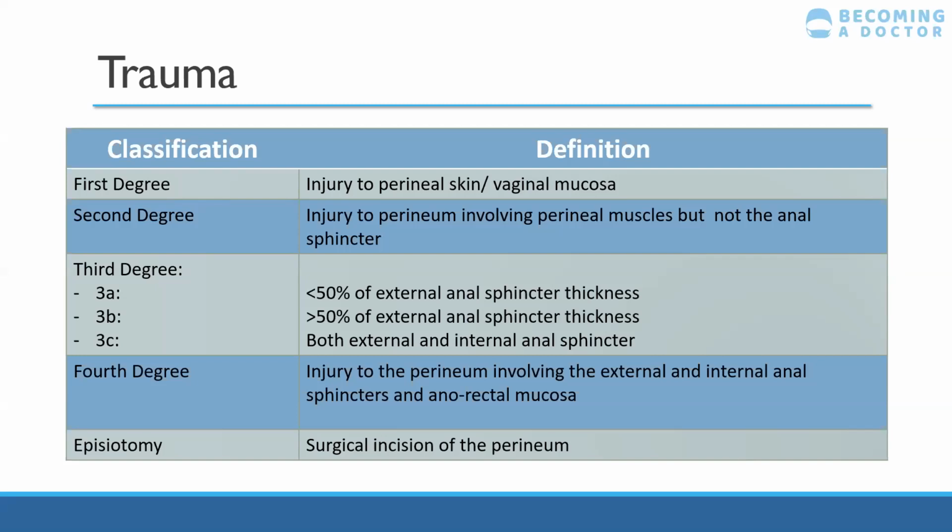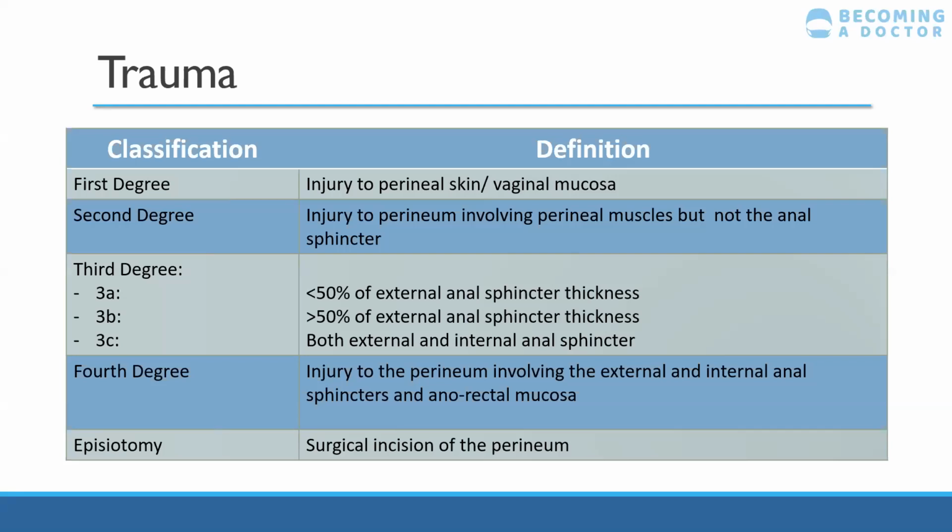So then second degree is to the perineum and the muscles, but doesn't involve the anal sphincter at all. Third degree has these three classifications, A, B, and C, and they basically involve either the external percentage of the external sphincter or both the external and internal sphincters.